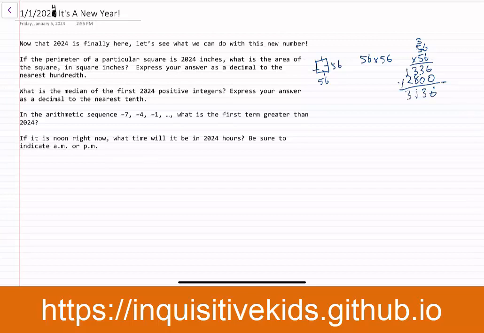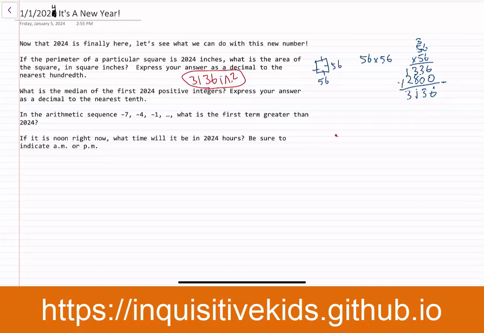So we get 3,136. And so that's our answer to the first problem. Remember to add the units. For the second problem, what is the median of the first 2024 positive integers? Express your answer as a decimal to the nearest tenth.